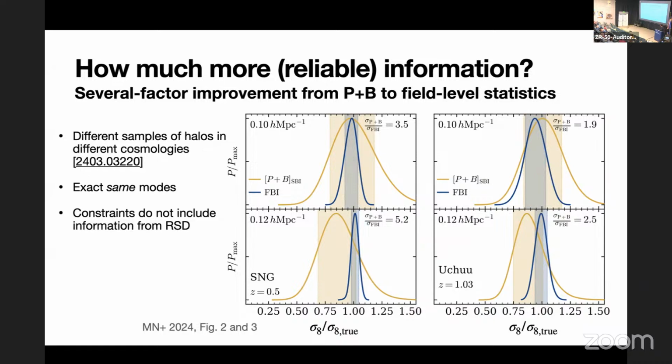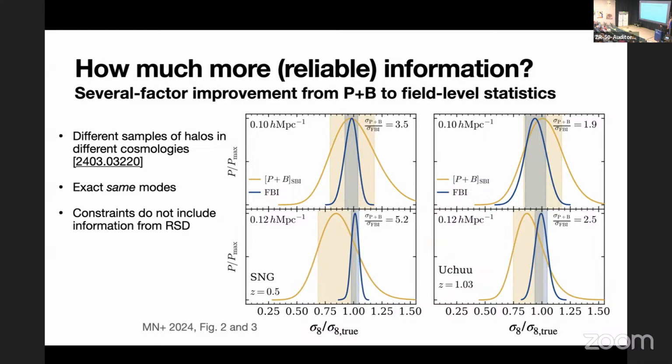Here I'm showing the constraint on sigma 8 from power spectrum plus bispectrum in yellow, and from field level statistics, or what we call field level Bayesian inference, FBI. In hindsight, a terrible acronym, but at the time I couldn't resist. This is from two separate simulations, so two separate samples of dark matter halos in n-body simulations, biased tracers of the underlying matter field.